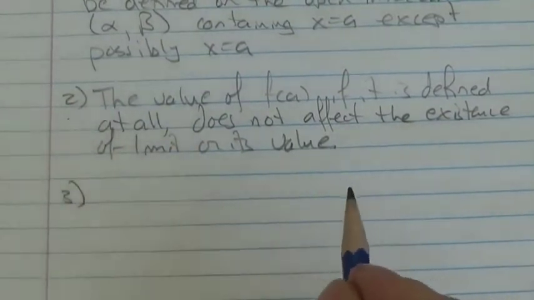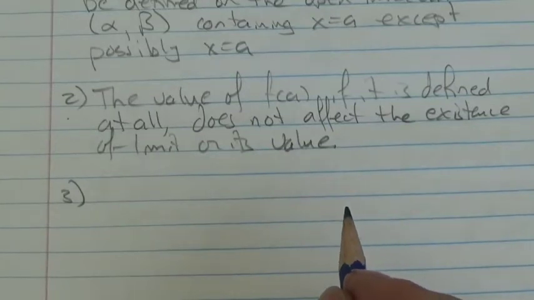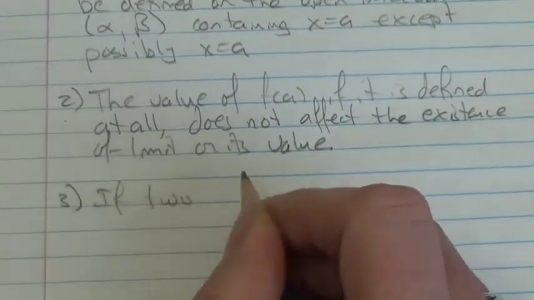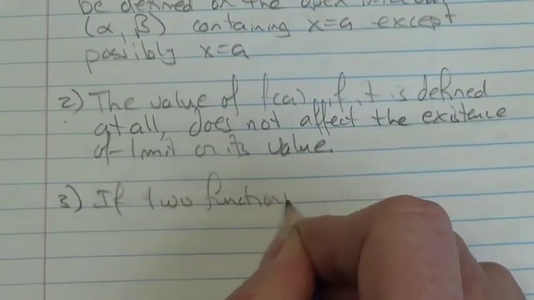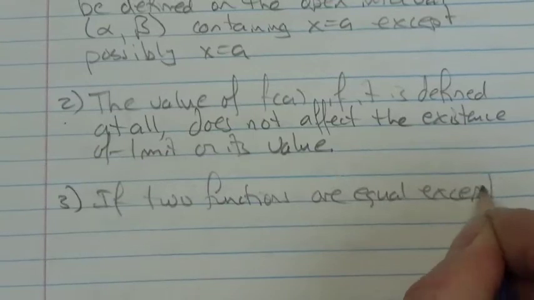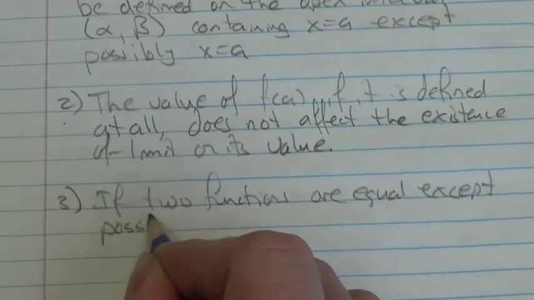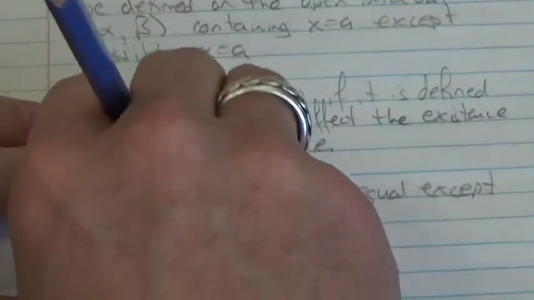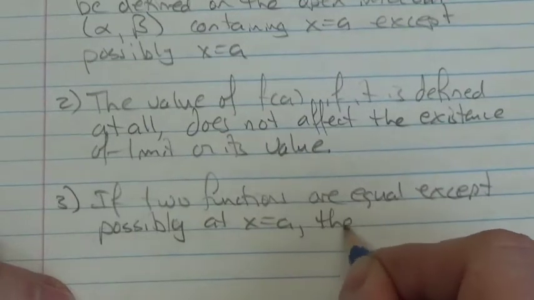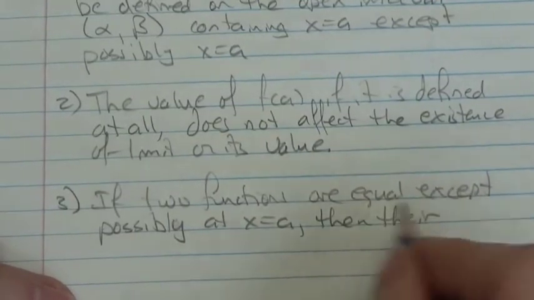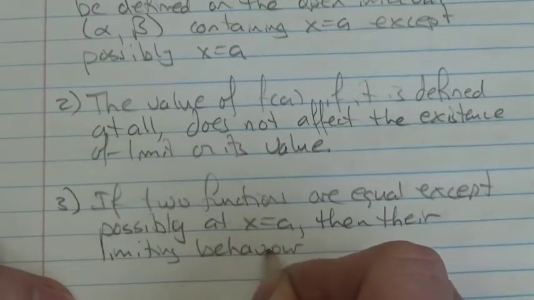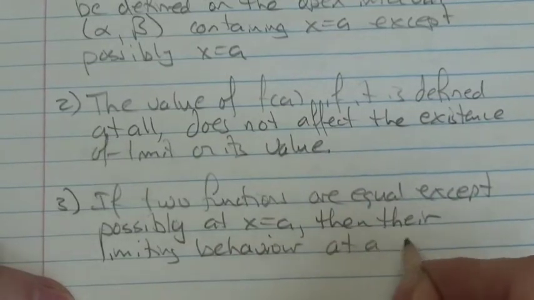This third comment is what we're going to explore, and we're going to do a lot of work with it in the next lesson or two. If two functions are equal, except possibly at x equals A, then their limiting behavior at A is the same.